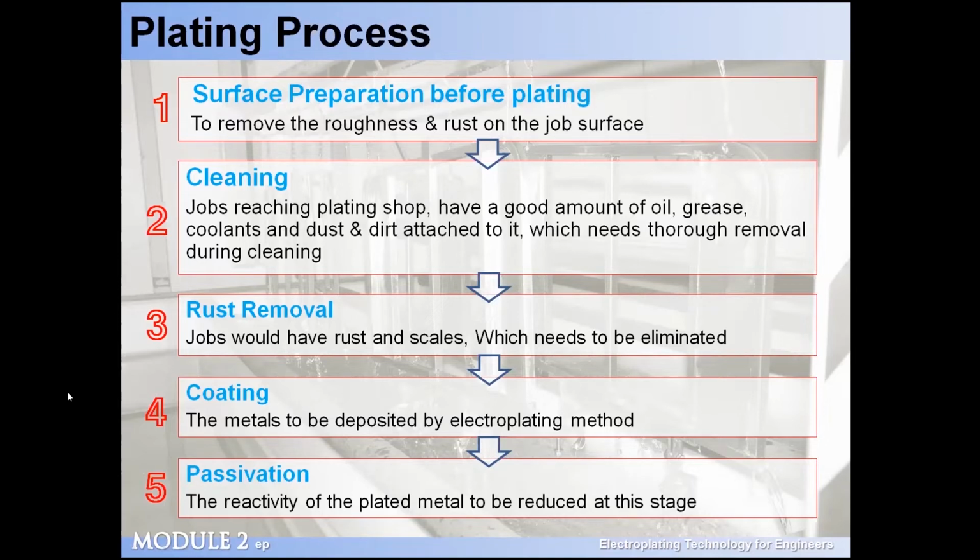Third is rust removal. Jobs would have rust and scales, that is mill scales, which you normally find on structural steel as well as on hot rolled materials, or sometimes scales do appear after heat treatment. These need to be removed or eliminated completely before we can do a good plating. So this is also very important.